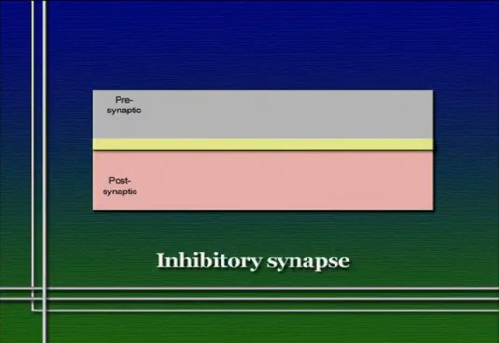Now, an inhibitory synapse does just the opposite. An inhibitory synapse will make the postsynaptic cell's membrane even more negative than the resting membrane potential. In other words, it takes it farther away from the action potential's threshold level, and thus makes the second cell, the postsynaptic cell in the synapse, less likely to fire an action potential.